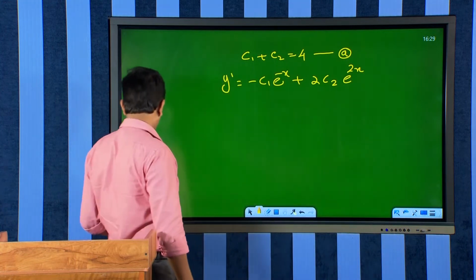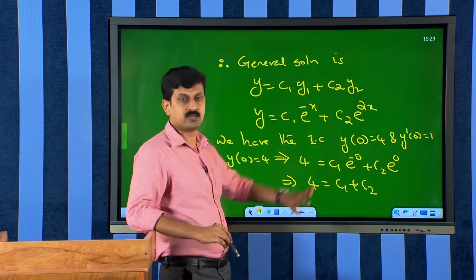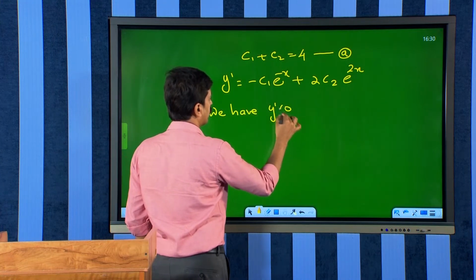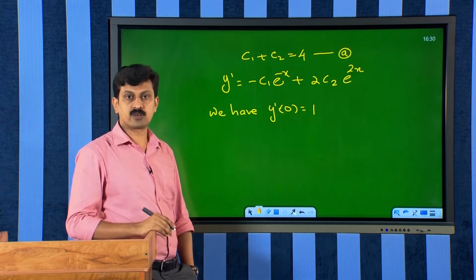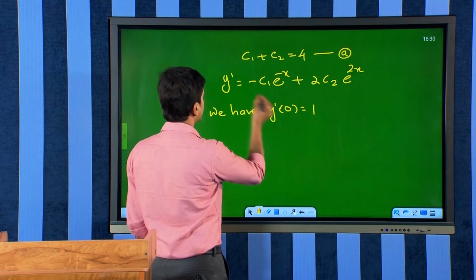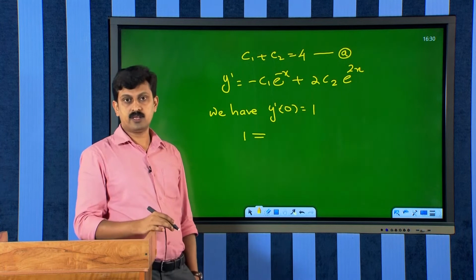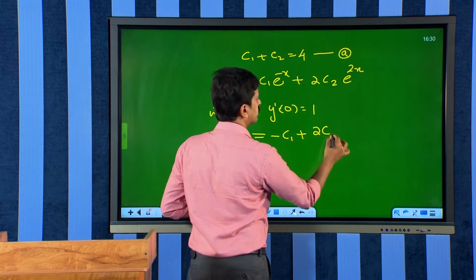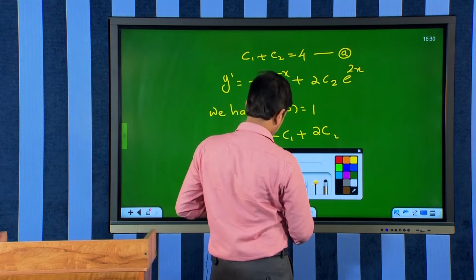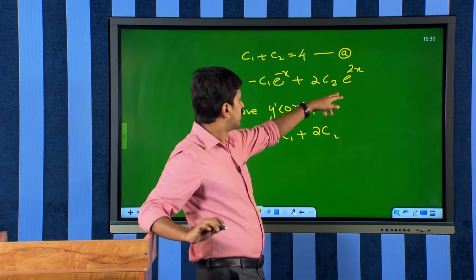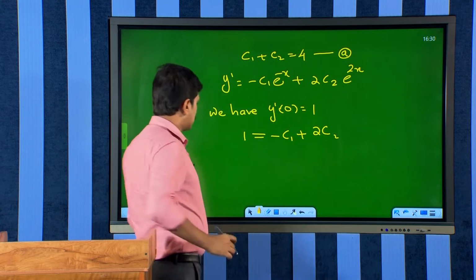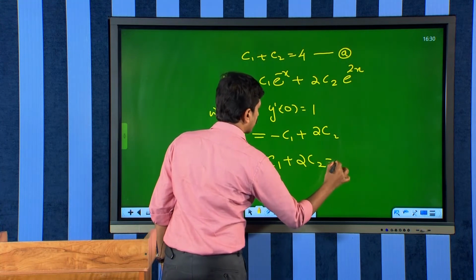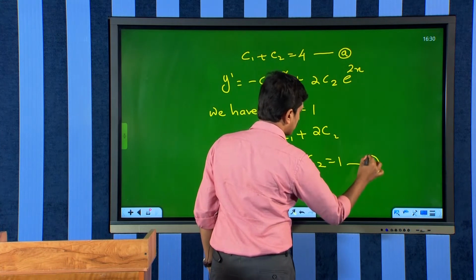We have the second condition, y dash of 0 equal to 1. So we apply y dash of 0 equal to 1. The value is equal to 1: minus c1 e raised to 0, which is equal to 1, plus 2 c2 e raised to 0, which is again equal to 1. Therefore, we found minus c1 plus 2 c2 equal to 1. We can write this as equation number B.